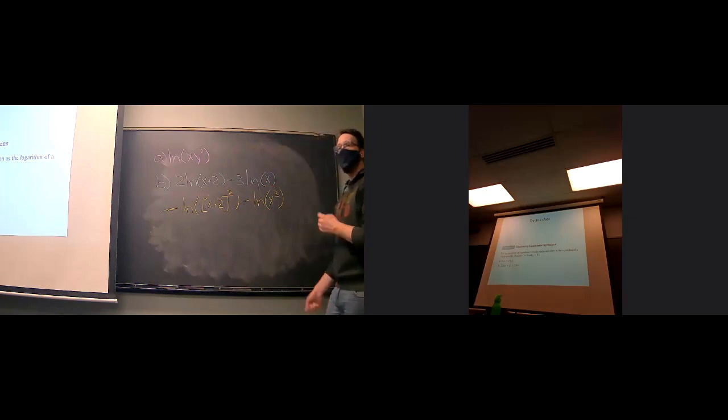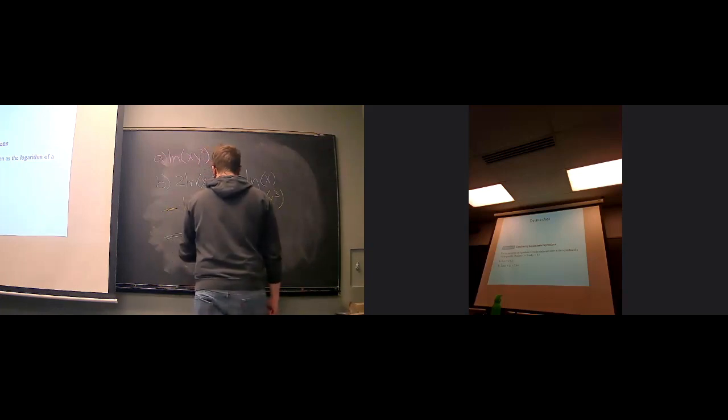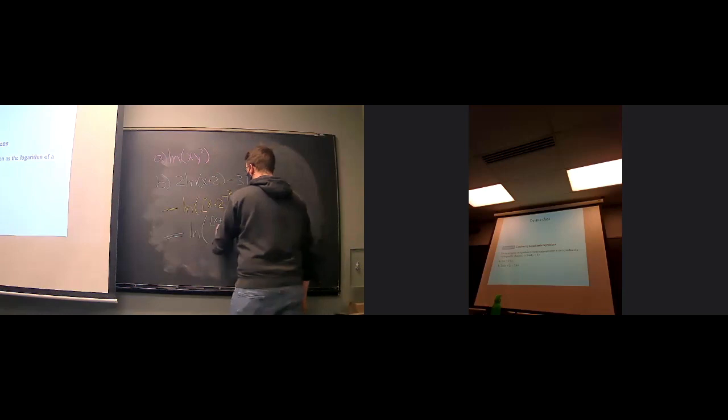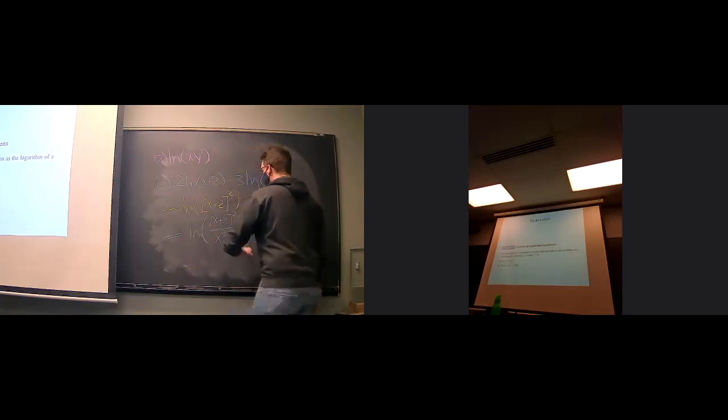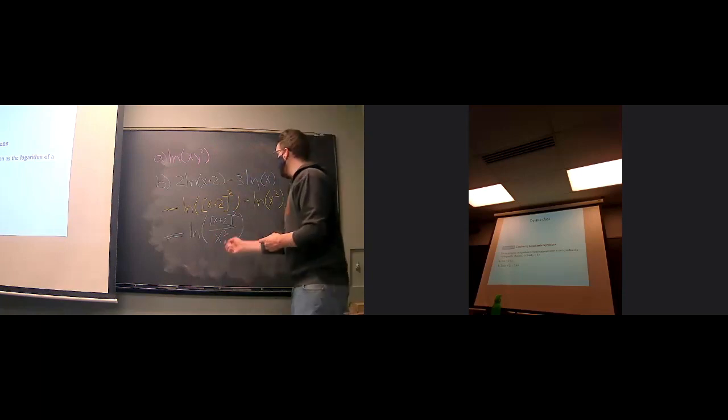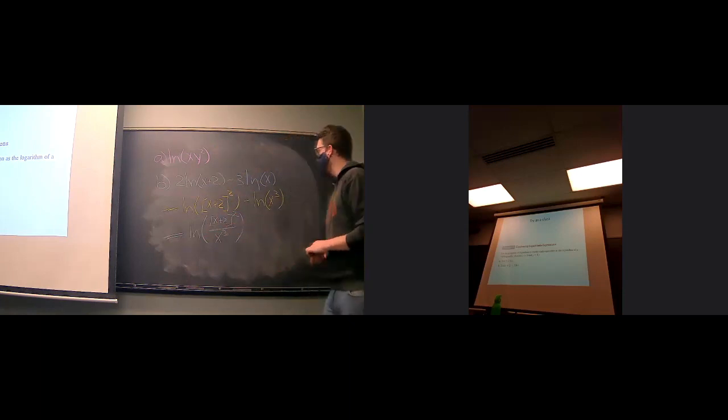Using that division property, but in reverse, we're going to get that this whole thing comes out to be the ln of the quantity x plus 2 squared divided by x cubed. Now notice, if we wanted to, we could go ahead and use long division and simplify what's inside the ln here just a little bit. I wouldn't suggest doing it, but if we wanted to, we could. I take that back, no, we can't.